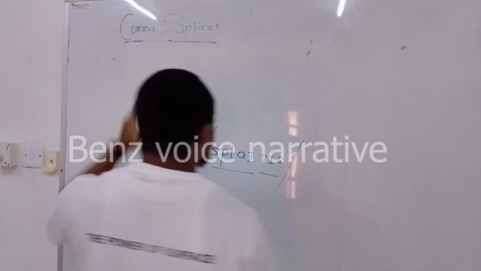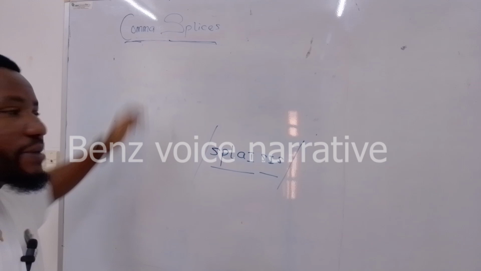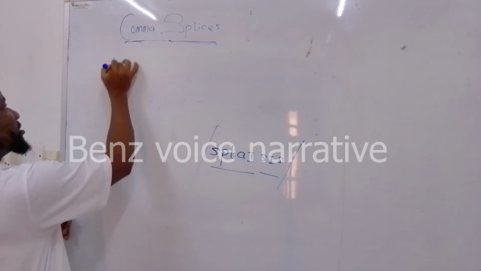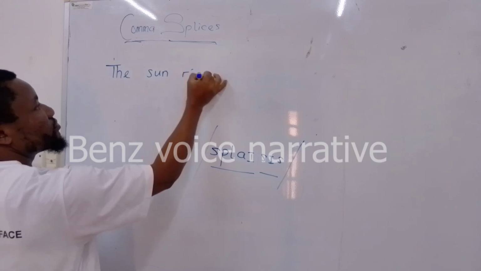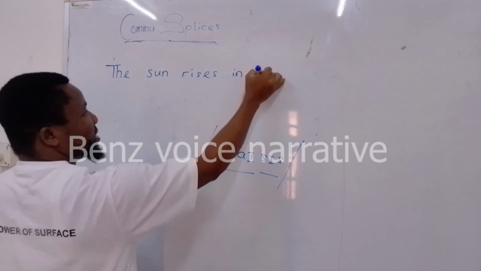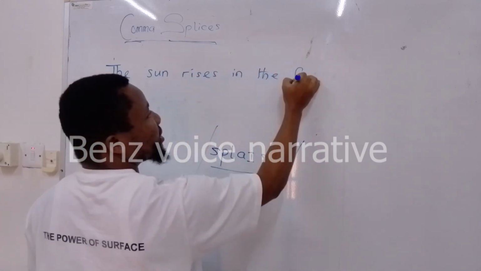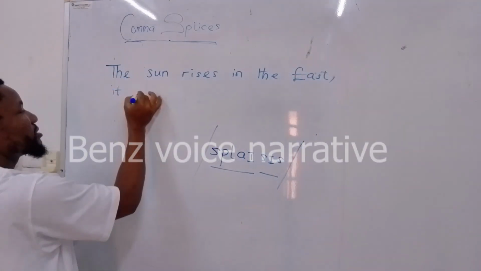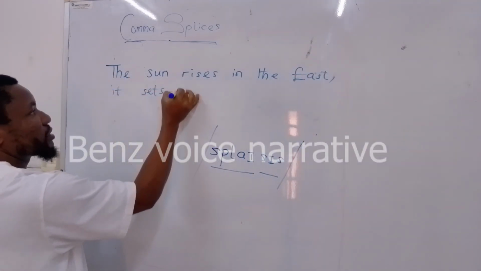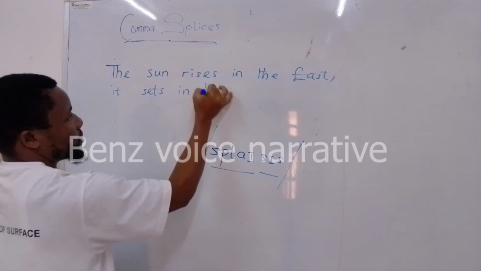Okay, let's have an example of what I'm talking about. The sun rises in the east, comma, it sets in the west.